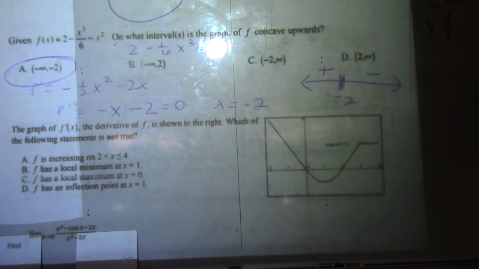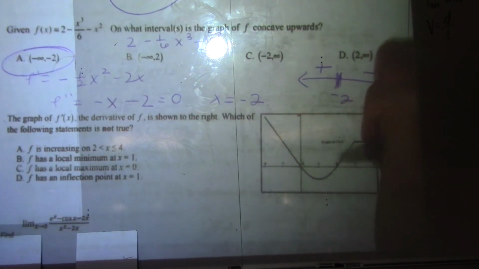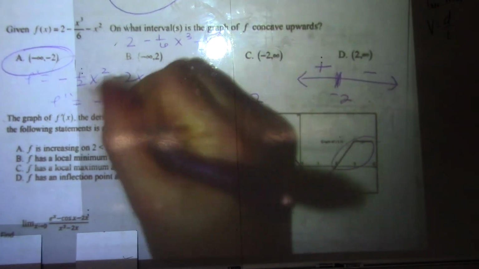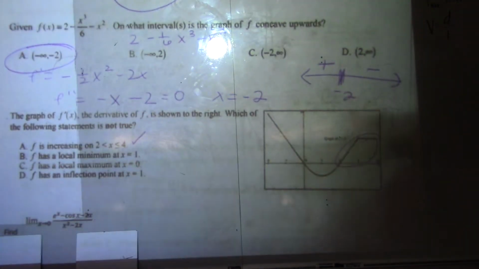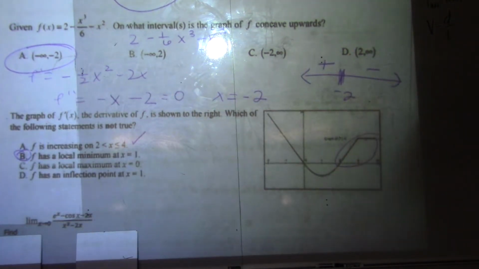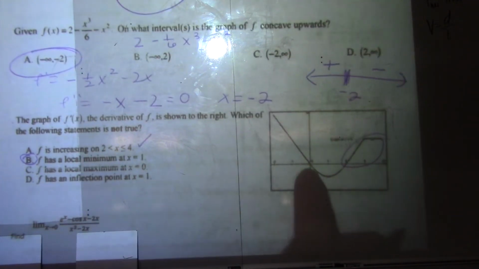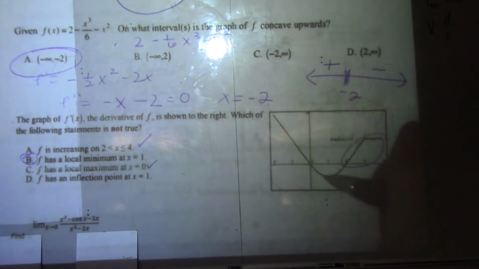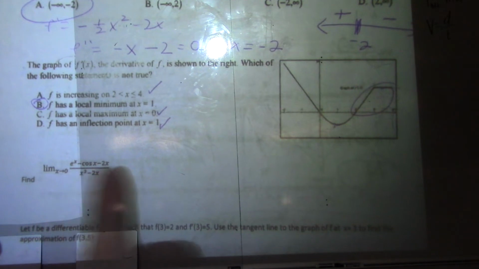Which of the following is not true from this f prime graph? F is increasing from 2 to 4. This is positive, so that is true. Local minimum, x equals 1. That is not true. That is a point of inflection. The minimum is where it goes from negative to positive, so that'd be at x equals 3. Maximum at 0 goes from positive to negative, so that's good. And inflection point at 1 because it changes from decreasing to increasing. That is true.